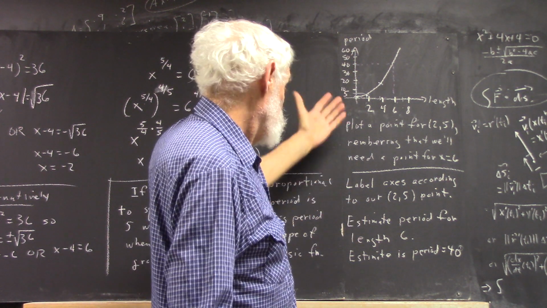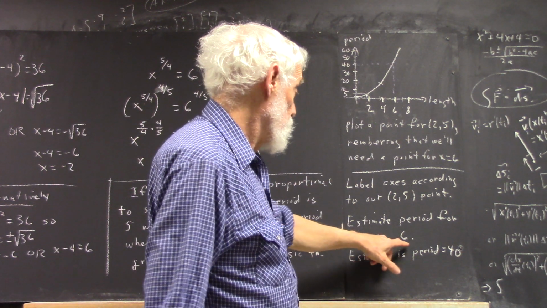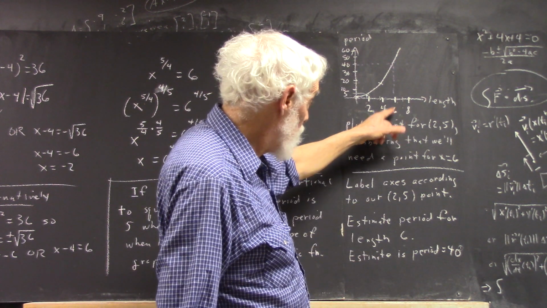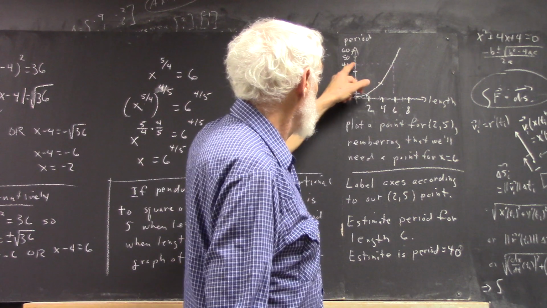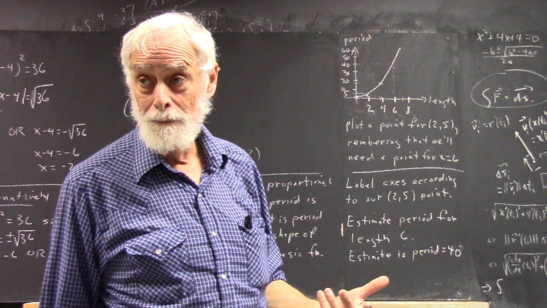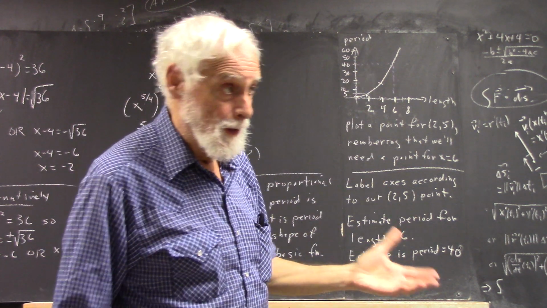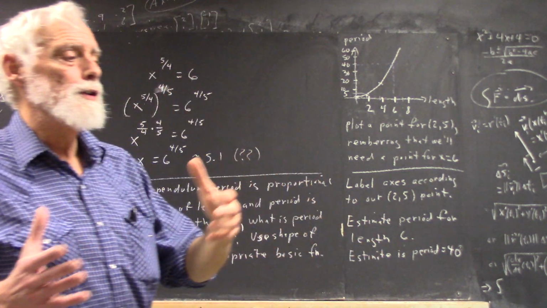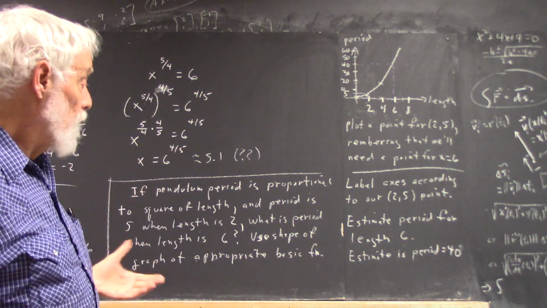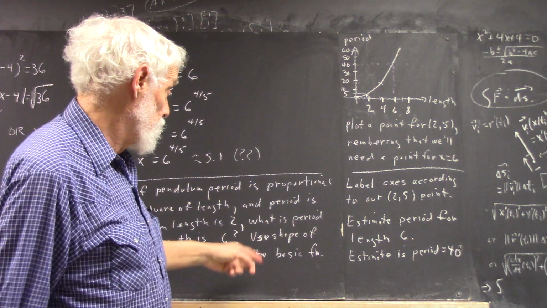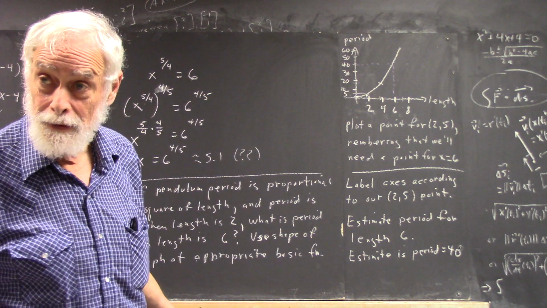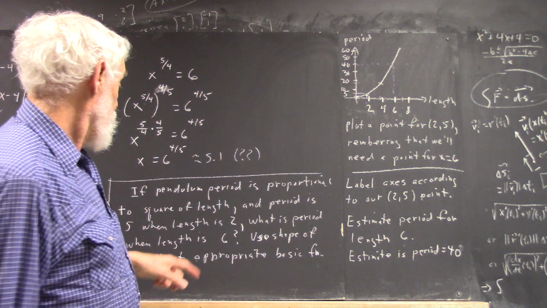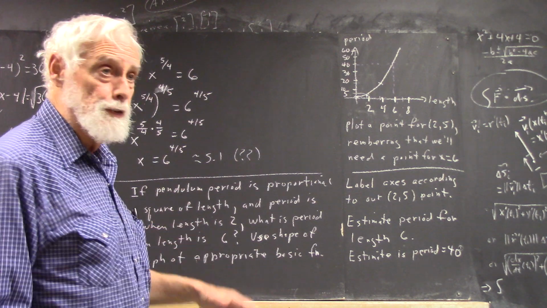And then we ask ourselves, okay, well, what's the period when the length is 6? According to the graph, we go up here and over, we find the period's about 40. Now, since it's a proportionality to the square of the length, we could have also reasoned it out if I hadn't specified use the shape of the graph, that the length went from 2 to 6, the length tripled.